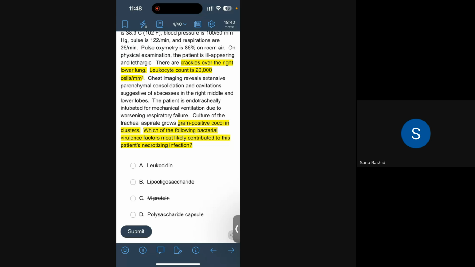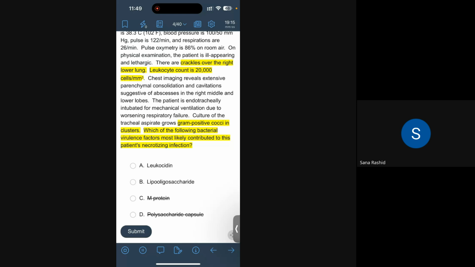Polysaccharide capsule. If polysaccharide capsule is the answer, then strep pneumo also has the polysaccharide capsule, right? It is the main virulence factor for strep pneumo. But strep pneumo never causes a necrotizing lung infection. We see lobar pneumonia in strep pneumo, and that is not a necrotizing infection. Here we are seeing cavities developing. So polysaccharide capsule is not the answer.